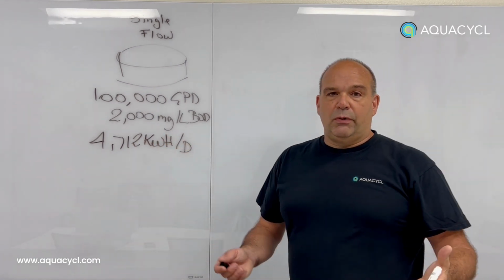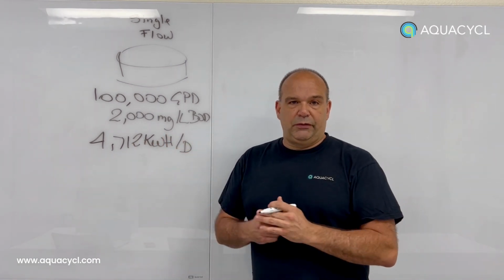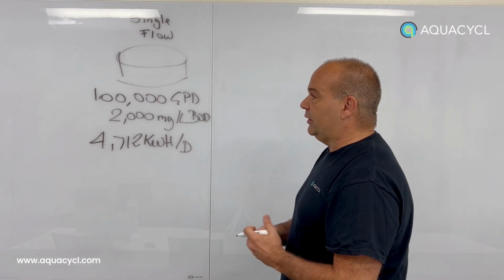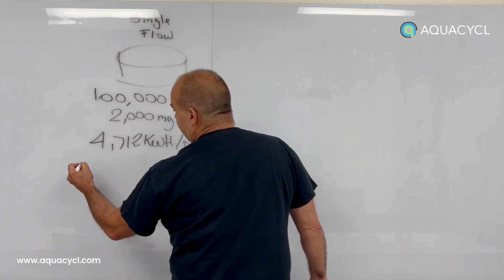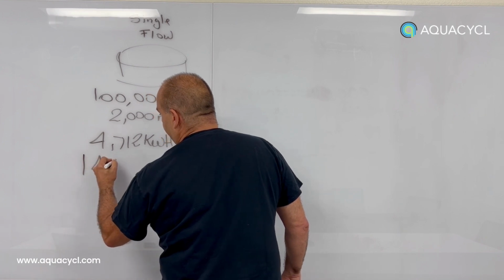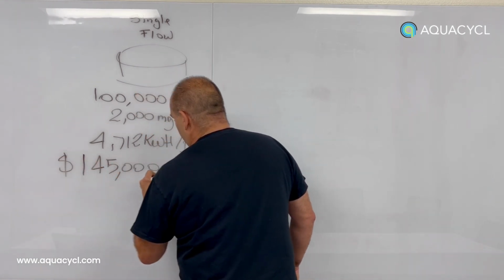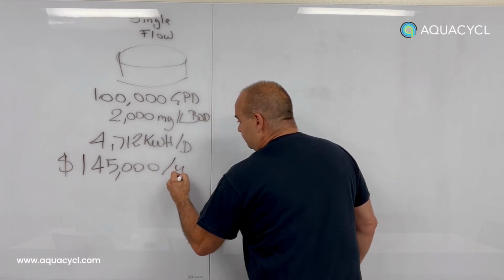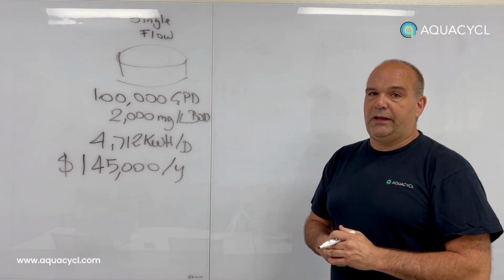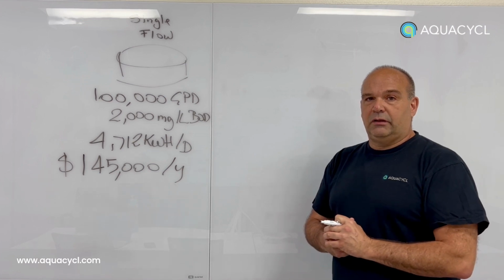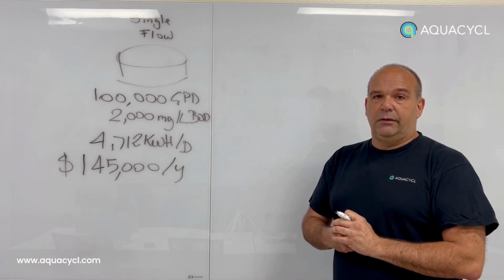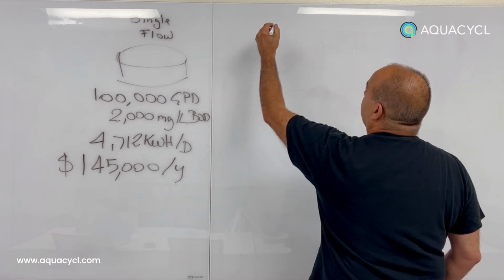If we take a rough average of 8.45 cents per kilowatt hour, that totals $145,000 per year. Pretty straightforward, nothing really tricky about that. Now let's look at an example with process separation.